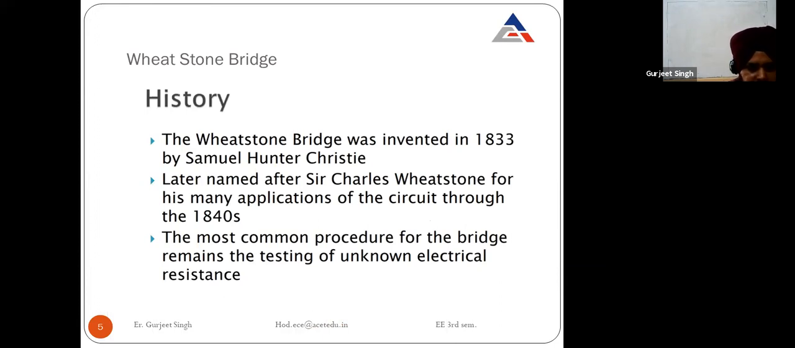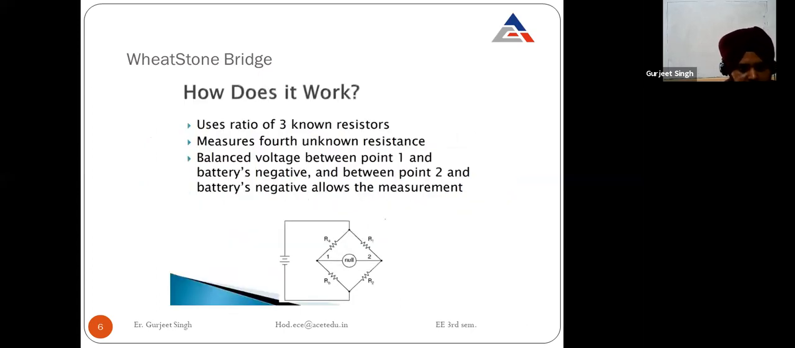We started the bridges chapter with the Wheatstone bridge, and we discussed the history of this bridge. The Wheatstone bridge was invented in 1833 by Samuel Hunter, and later the name Wheatstone bridge was given by Sir Charles Wheatstone. In the 1840s, it was used in many applications. So this is the history of the Wheatstone bridge.